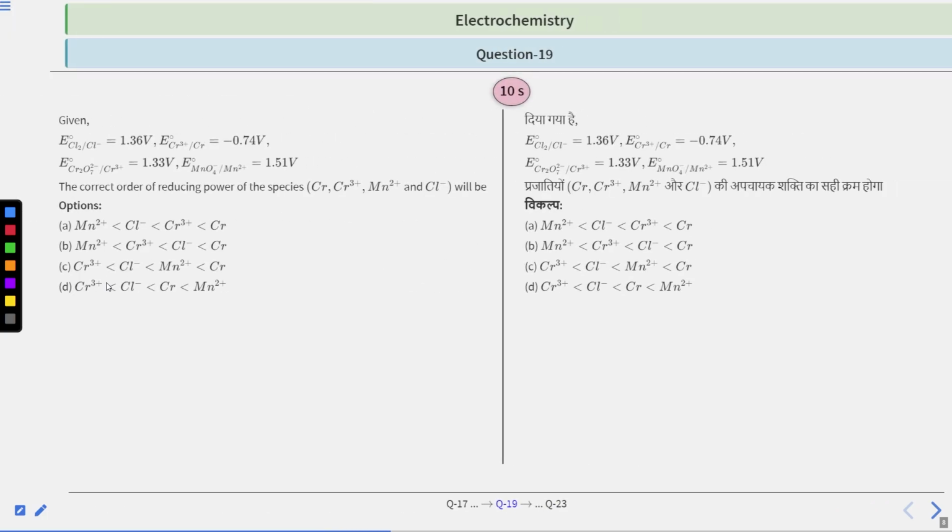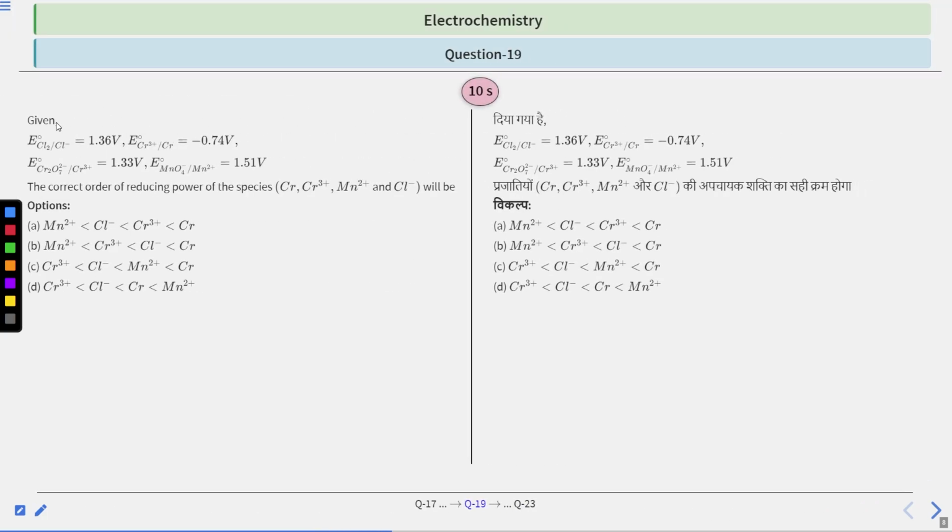Okay, let's see the next one, that is question number 19. It is given that E naught for the chlorine ion is 1.36, E naught for chromium 3 positive and chromium is minus 0.74 volt. E naught for Cr2O7 2 negative, Cr3 positive is 1.33, and E naught for MnO4 negative, Mn2 positive is 1.51. The correct order of reducing power of the species chromium, chromium 3 positive, Mn2 positive and Cl negative will be.